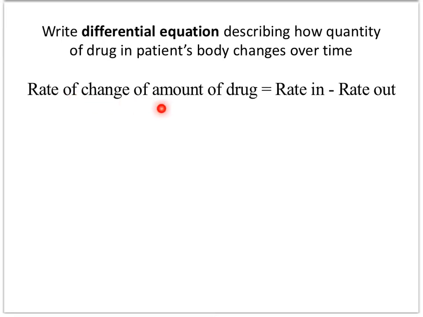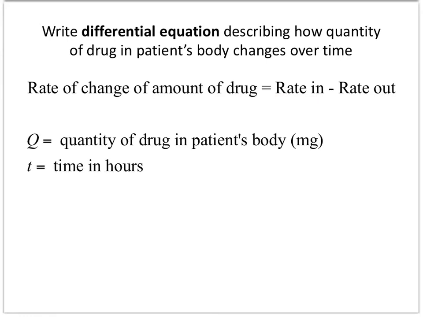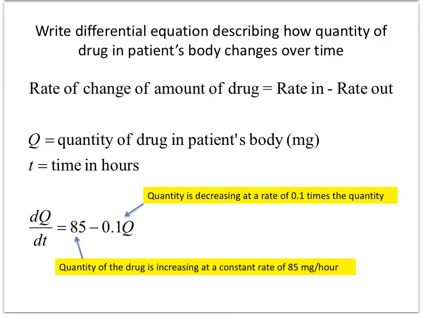So again, we have our rate of change of the amount of drug is going to equal the rate in minus the rate out. Let Q equal the quantity of drug in the patient's body, in milligrams, and T time. And so the change in the quantity of the drug over the change in time is what's going in, the rate in, which they give us, and then the rate out, and this was proportional to how much quantity was already in there. So this is decreasing at a rate of 0.1 times the quantity present at that particular time.